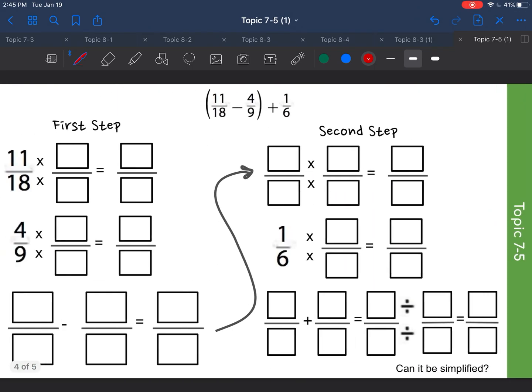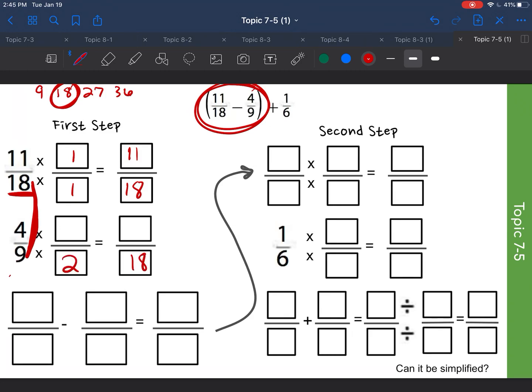So let's look at this next one. We have 11/18 minus 4/9 plus 1/6. Again, we have to figure out what's in the parentheses first. So we find a common denominator of 9 and 18. What is the common denominator of 9 and 18? Well, if we list 9, 18, 27, 36, you don't have to go any further because 18 is the common denominator. So multiply top and bottom by 1. You keep 11/18 because 18 is already there. 9 times what gives you 18? 2. Whatever you do to the bottom, you do to the top, you get 8/18.